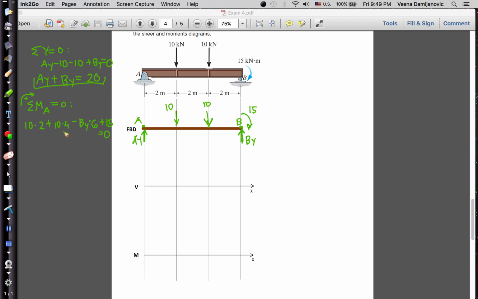Okay? And from that, we got another equation that BY is equal to 12.5, and this is in kilonewtons. And then when I plug that in up there, I get that AY is equal to 7.5 kilonewtons. Okay, so just for these purposes, I'm going to write here 7.5, and here I'm going to write 12.5, because I don't have so much space.